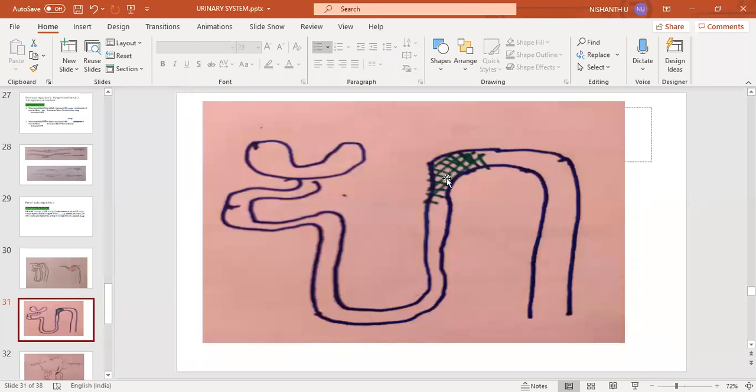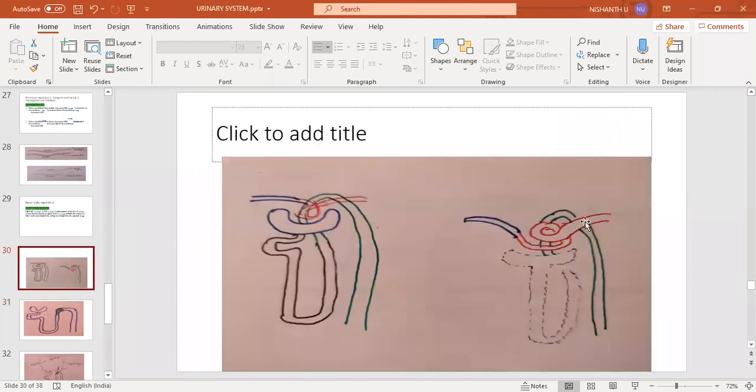Then immediately the macula densa region will sense it. That means very less sodium is present. Very less sodium means what? When less sodium is there, it can understand that there is something wrong with the filtration. So that's why less sodium and water is coming here. Then what is the remedy? So what will this macula densa do? It will communicate with the afferent arteriole. It will dilate the afferent arterioles.